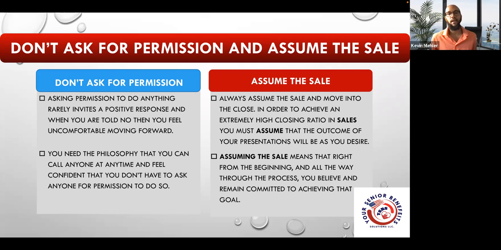And then on the right hand side, we have assuming the sale. So you always want to assume the sale and move into the close. In order to achieve an extremely high closing ratio in our sales industry, you actually must assume that the outcome of your presentation will be what you desire, which is the enrollment, okay? Now, assuming the sale means right from the beginning, and all the way through the process, you will be and remain committed to achieving that goal. All right. So don't go like that. You have to stay consistent, upbeat, good energy, and keep pushing through.